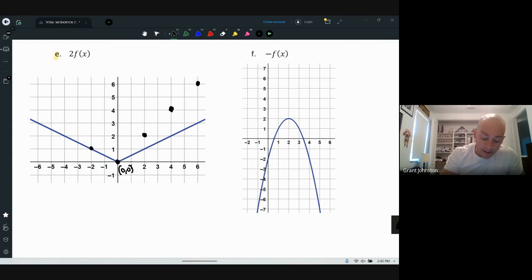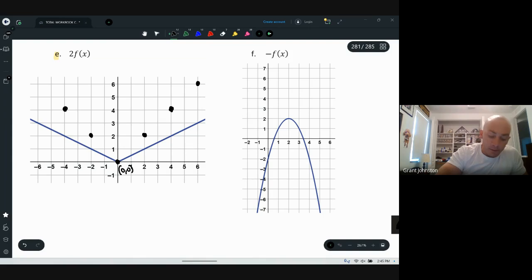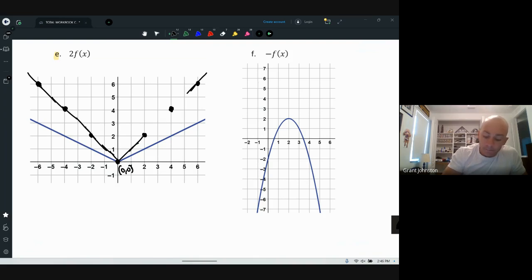This point's at -2, 1. So 1 times 2 is 2, so it's going to be at -2, 2. This point is 2 up, right? It's 2 up. So now it's going to go 4 up. This point here is 3 up currently. So if we double it, multiply it by 2, it's going to be 6 up. So that's what it's going to look like. Okay, so I'll let you do F. That should be your reflection.